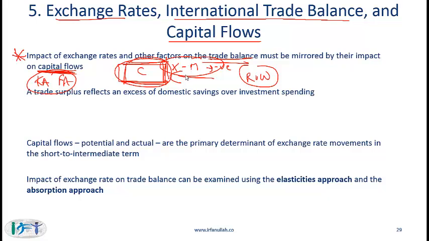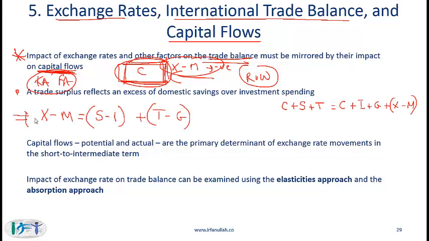The sort of questions that you will see in the curriculum will use the following terms. A trade deficit must be balanced by an offsetting capital surplus, or a trade surplus will be balanced by a capital deficit. So make sure that you understand this terminology, and when you practice a few questions, then you will be on top of this material. Another important testable point is that a trade surplus reflects an excess of domestic savings over investment spending.